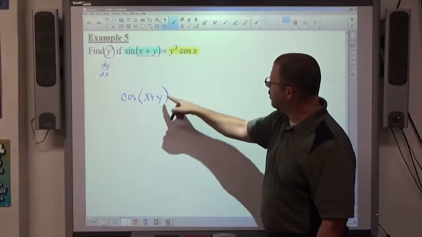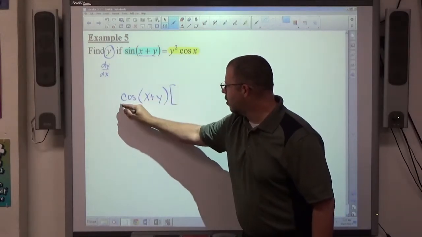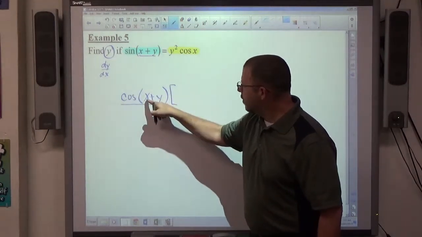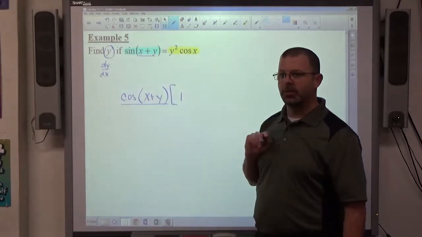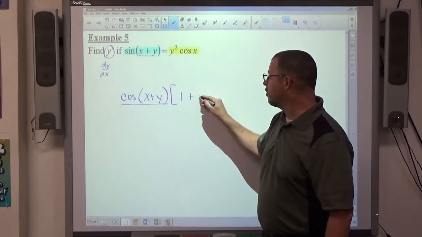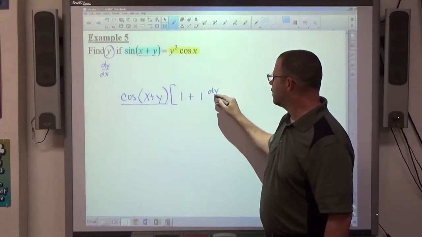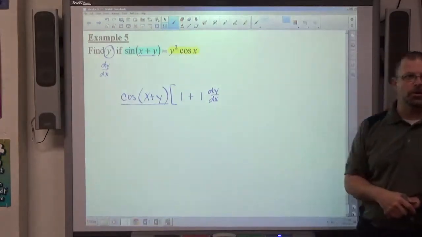Now I have to differentiate the expression x plus y. It's going to multiply by this whole expression here. The derivative of x is 1, and I'm differentiating x, so its derivative is just 1, the end. And I have to differentiate y, its derivative is also 1, but I have to put a dy dx attached to that because that's an expression involving y. When you differentiate y, you put a dy dx.